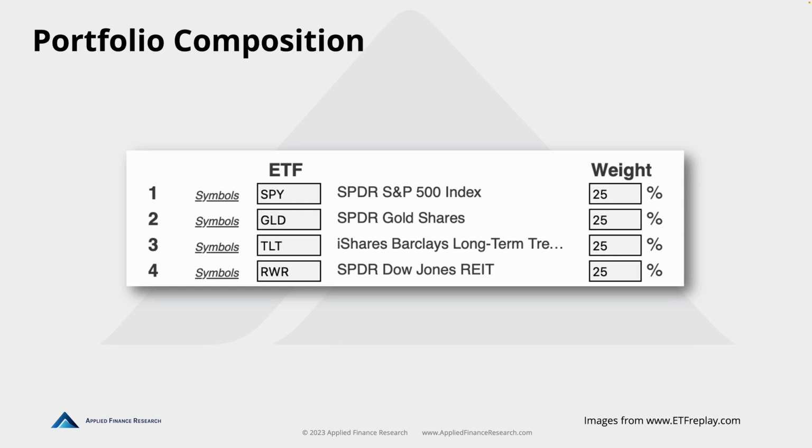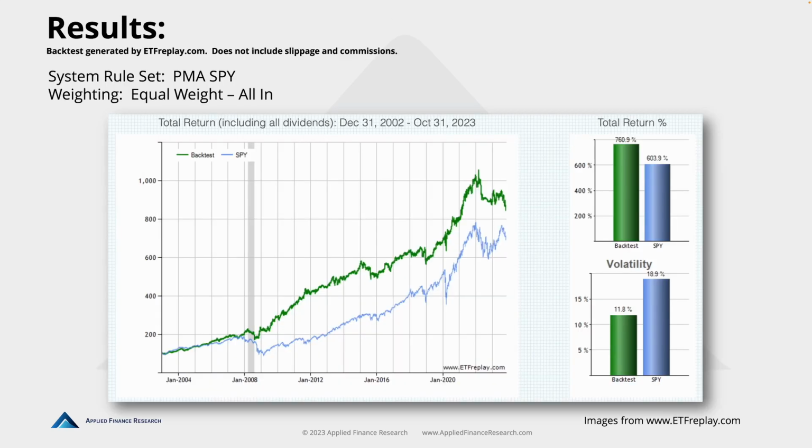The tool we're going to use to run our analyses is etfreplay.com, which is currently the standard tool that I use for all of our monthly asset allocation systems. This is a backtest I generated using etfreplay.com. It's the primary tool. Like I said, I backtest and run all of our systems using this tool. Here we've run a backtest from the end of 2002 all the way through October of 2023. So this includes the financial crisis of 2008, the COVID crash of 2020, and everything in between.